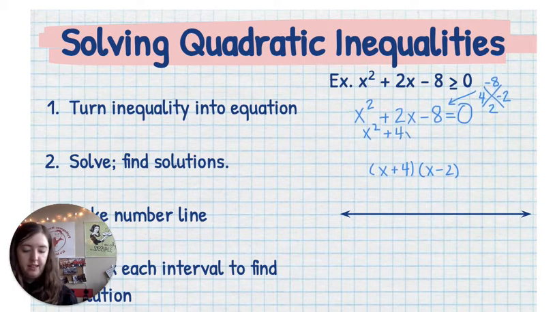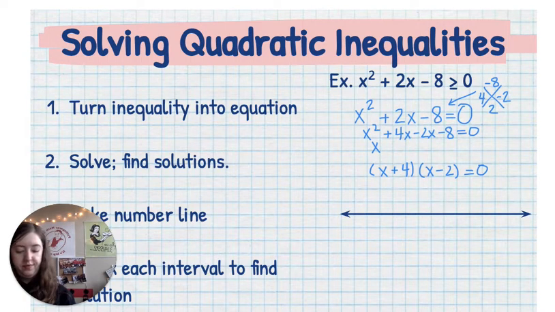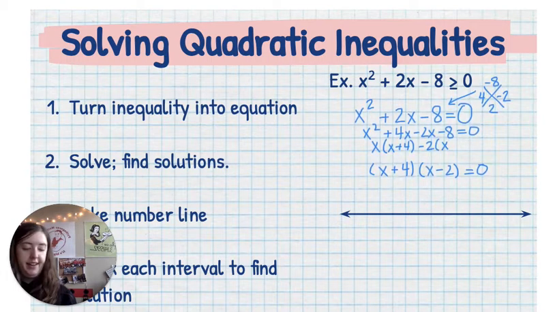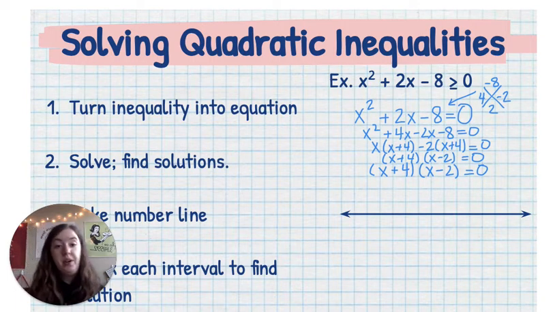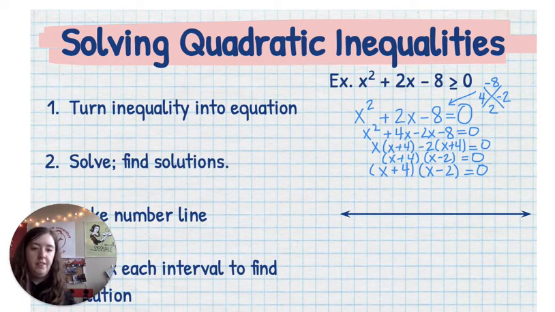Plus 4x minus 2x minus 8 equals 0. Factor out an x, get an x plus 4. Factor out a negative 2, get an x plus 4. And then we'd end up with the same thing: x plus 4 times x minus 2 equals 0. So whichever way you want to go about it is totally fine.